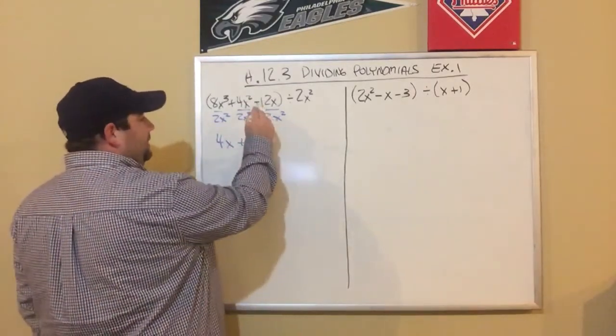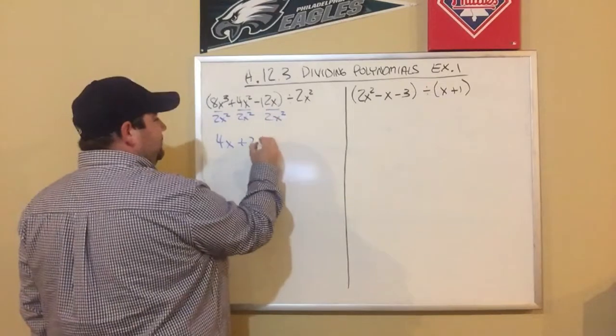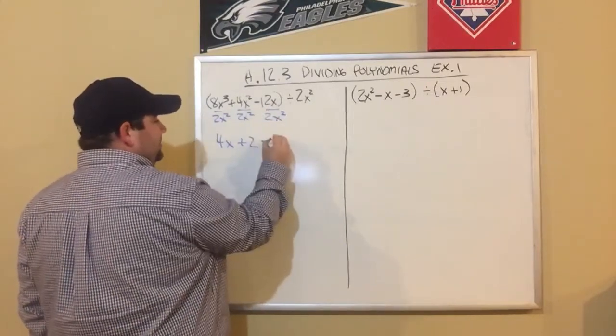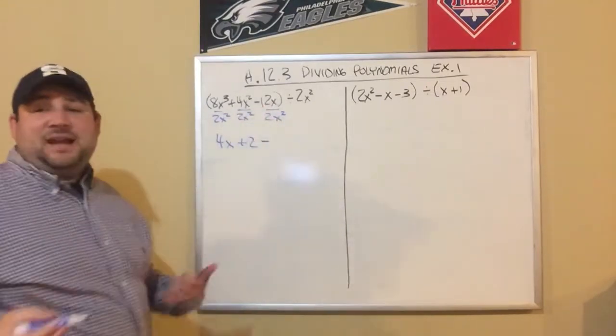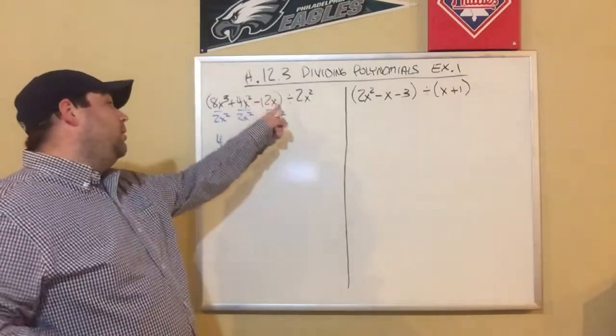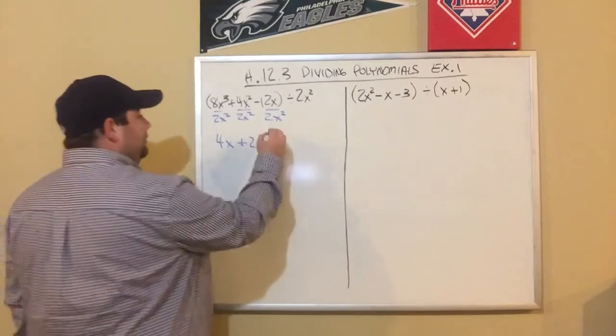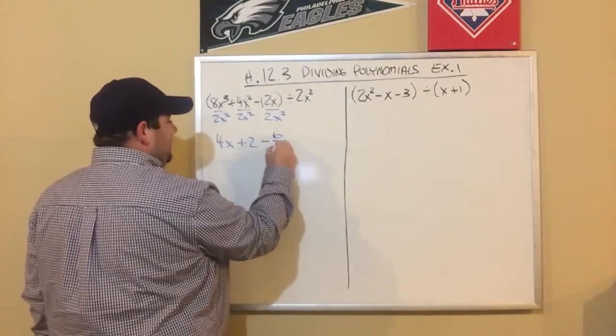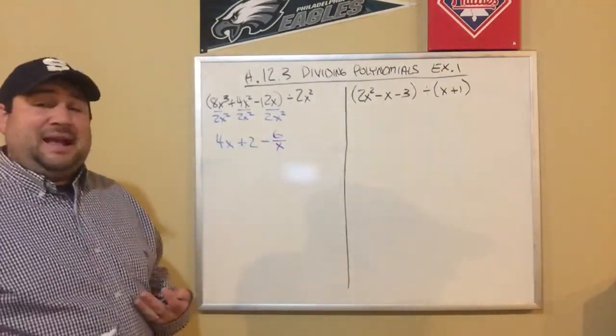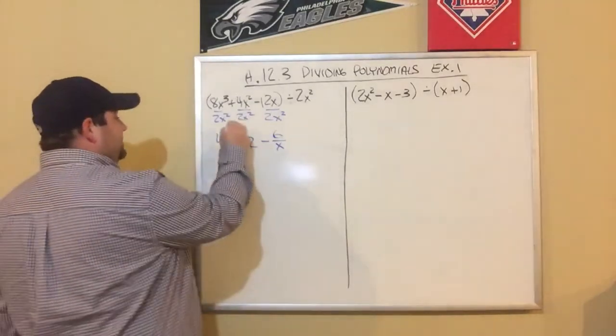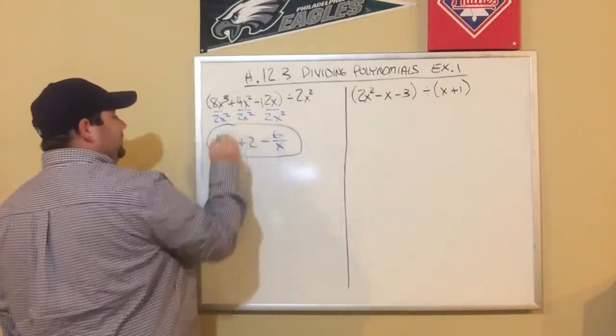And then we've got minus 12x divided by 2x squared. 12 divided by 2 is 6. But x divided by x squared, remember, if you subtract your exponents, 1 minus 2 would be negative 1. So that would be x on the bottom, or x to the negative first. You would write it as 6 over x. And that's our answer. We've successfully done the division.